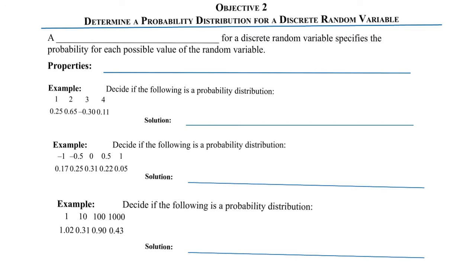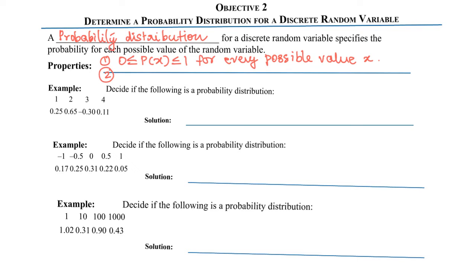Objective 2 is to determine a probability distribution for a discrete random variable. A probability distribution for a discrete random variable specifies the probability for each possible value of the random variable. Since the values of P(x) are probabilities, they must all be between 0 and 1. The second condition is that the sum of the probabilities must be equal to 1.